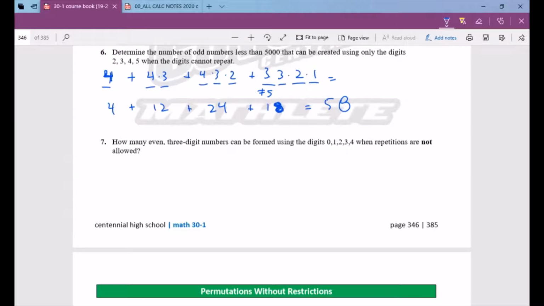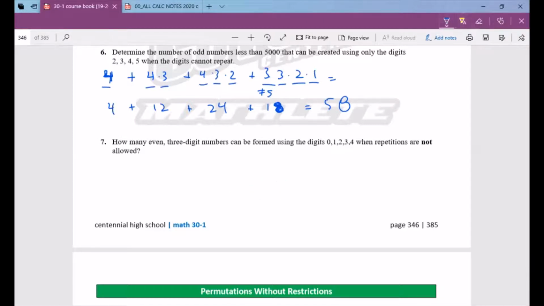So in this question number 7, how many even 3-digit numbers can be formed using the digits 0, 1, 2, 3, and 4 when repetitions are not allowed? There's a few things that are going on here that we need to be careful of, and these are kind of common in questions with permutations and combinations. Commonly, we will see this, that if we've got a 3-digit number, it can't start with a 0, because the number 032 is not a 3-digit number. That's a 2-digit number. It's just 32. And so if that's a restriction, that first number can't be a 0, we have to account for that.